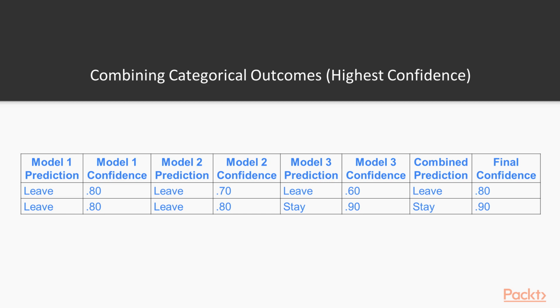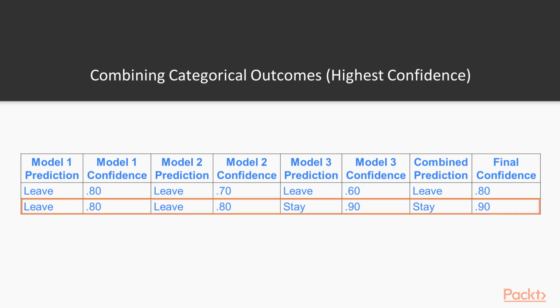But in terms of the final prediction, the combined prediction, for the first row, we're predicting that the person is going to leave because model 1 had the highest confidence value for that prediction, and that's the one that we're taking. We're taking that prediction and we're taking that confidence value.